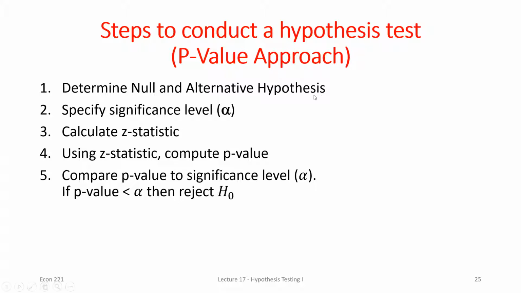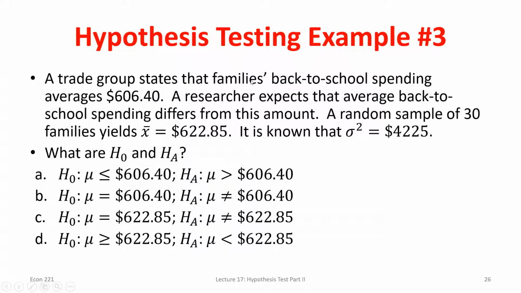So let's go to an example here. Let's say I've got some group that puts out that back to school spending is on average $606.40 this year. They got this from a sample of 30 different families. They found a sample mean for those families of $622. And here, this is where I said we have to set this up.